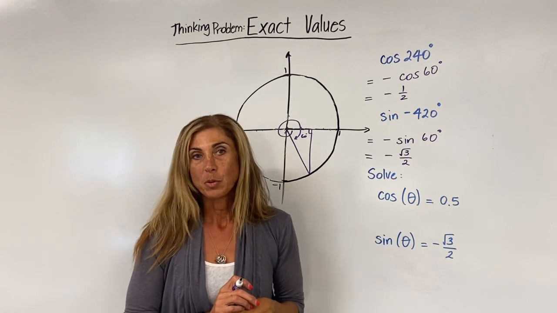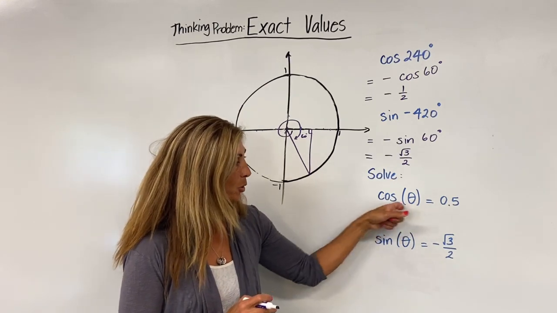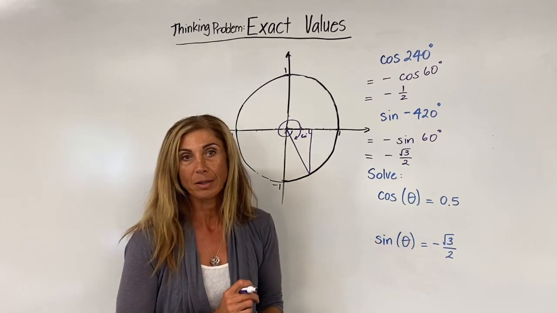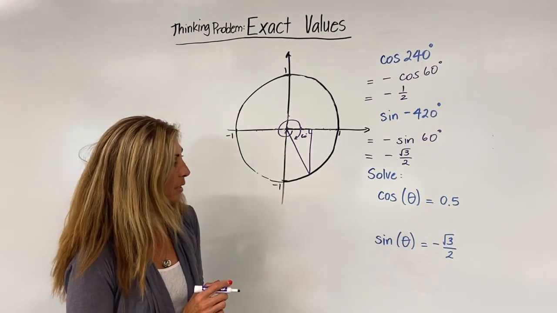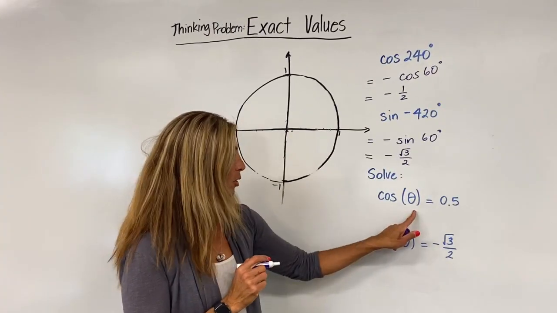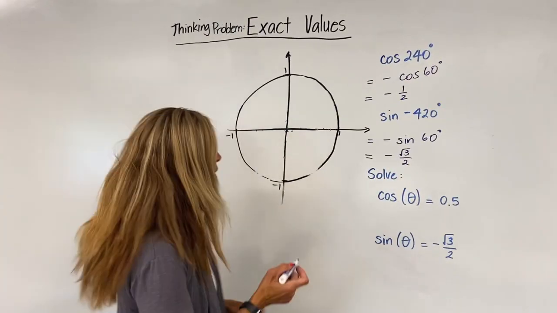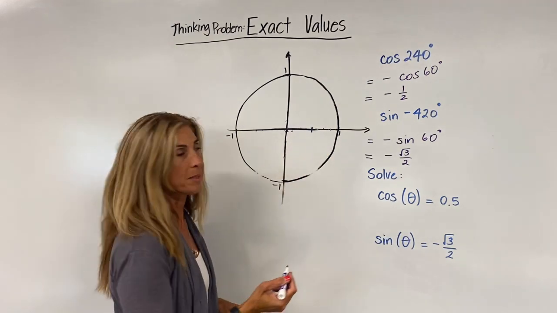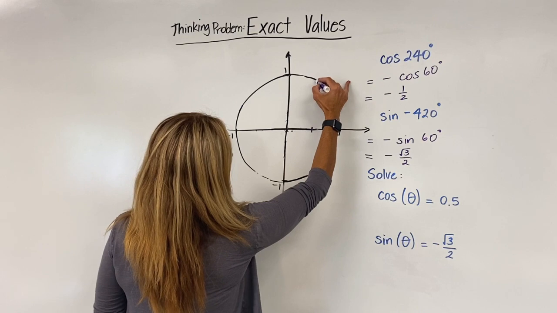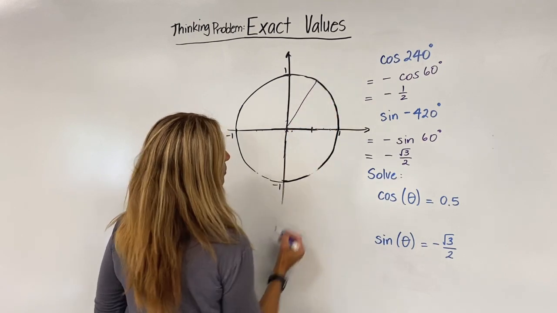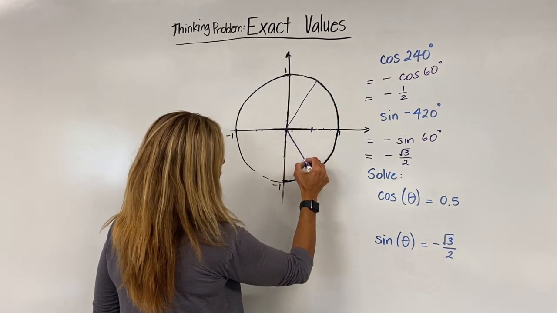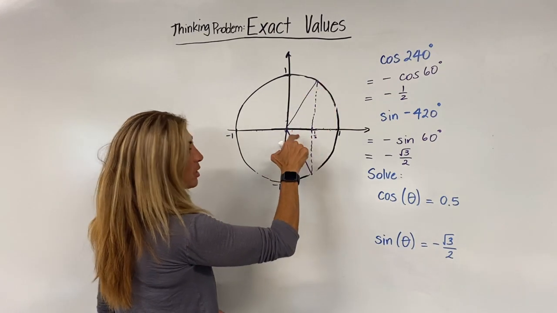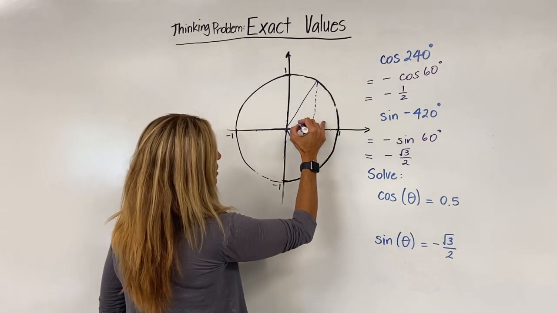In the next two problems, we're asked to determine what is the angle whose cosine is 0.5, and what is the angle whose sine is negative radical 3/2. The angle whose cosine is 0.5. So the angle whose horizontal measurement is 0.5. If we go horizontally 0.5, we have two rays that we can create with an angle. We have a ray in the first quadrant, and we have a ray in the fourth quadrant. So the question is, if we have a horizontal value of 0.5, what is this angle?